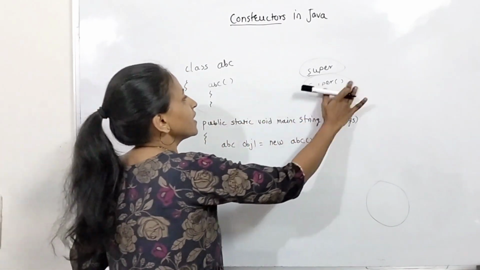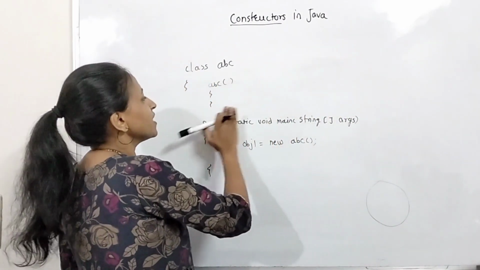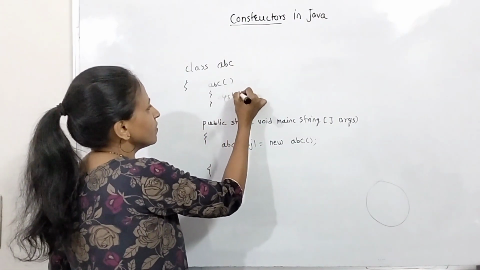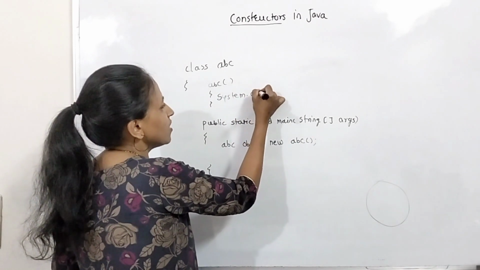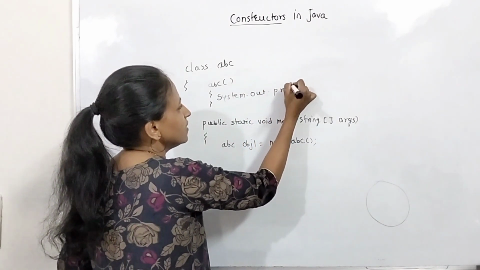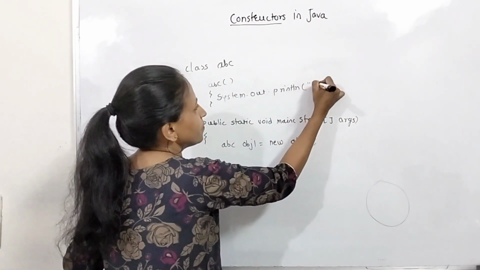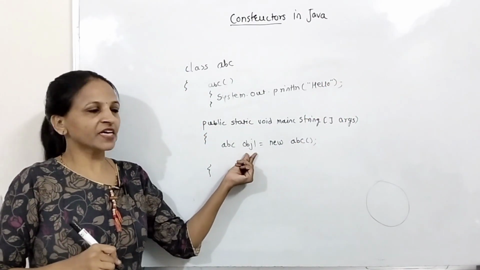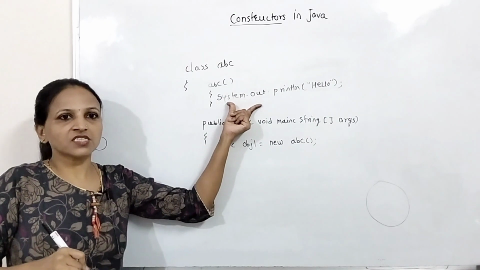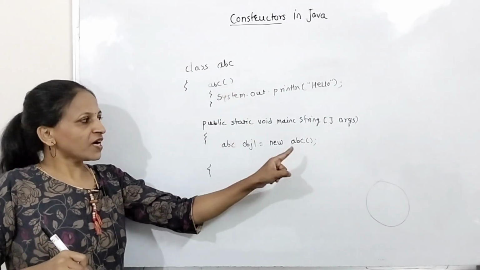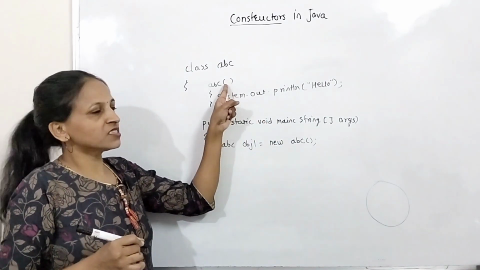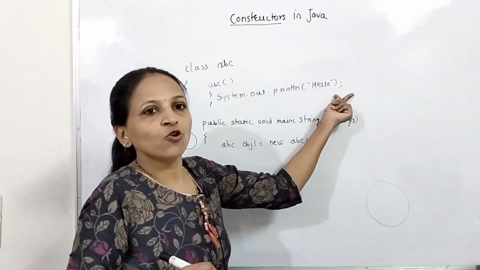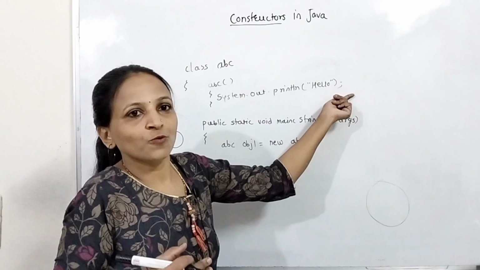But we can write this type of constructor also in a program. Suppose I have written this constructor, then I can write like this: System.out.println("hello"). Now what will happen? Whenever this object is created, automatically the default constructor will be called. Here no need to pass any argument. Of course, this constructor is not taking any argument. This constructor will be called and hello will be printed onto the output screen.